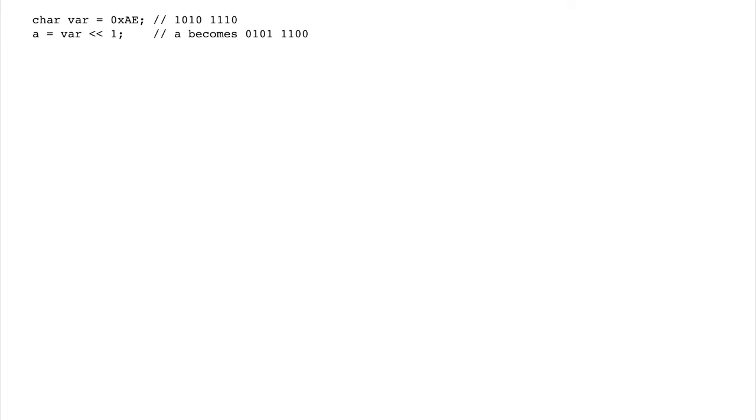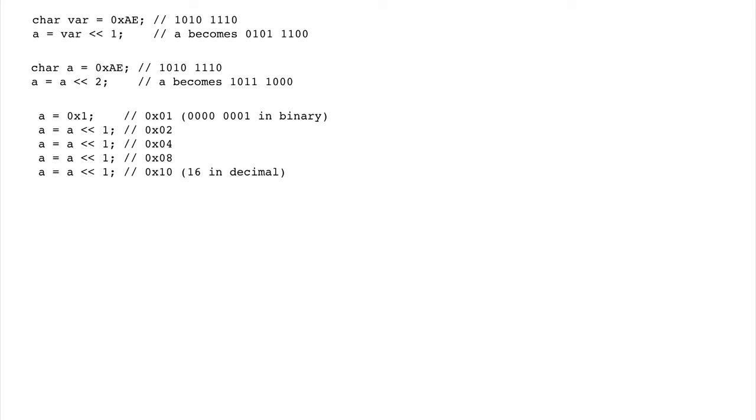However, we can use the shift operators on values other than 1. In this example, we shift a 1-byte value, that is an 8-bit value, to the left by 1 position. The leftmost bit is discarded, and the rightmost bit is set to 0. The other bits are shifted 1 bit to the left. If we shift by 2, the leftmost 2 bits are discarded, the rightmost 2 bits are set to 0, and the other bits are shifted 2 to the left.